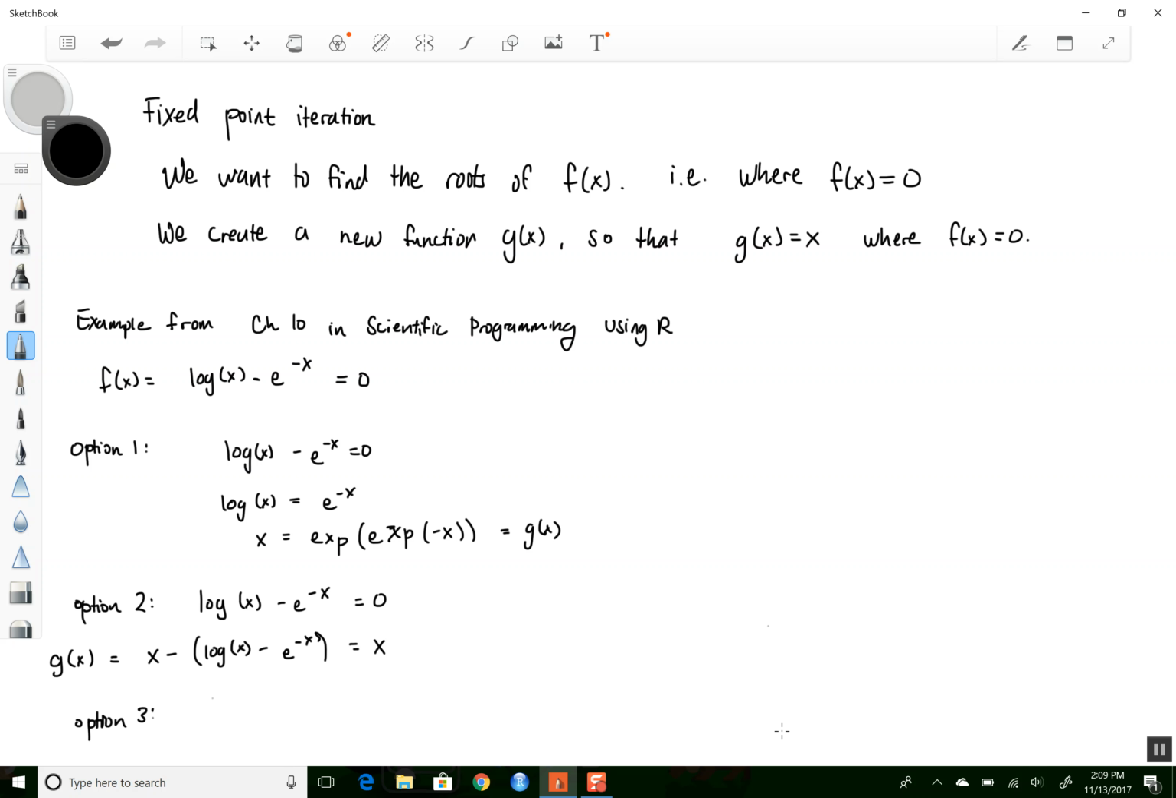Option 3 is we could add x to both sides, and we can have x plus log of x minus e to the negative x is equal to x. These are all different options that we could use for what g of x could be. So basically we just rewrite the function f of x equal to 0, or we move some terms around so that we have x equal to something, and then that's going to be our g of x.